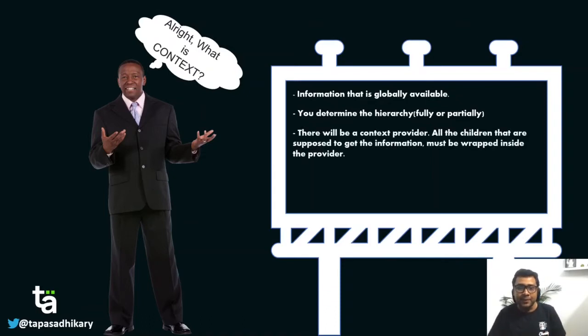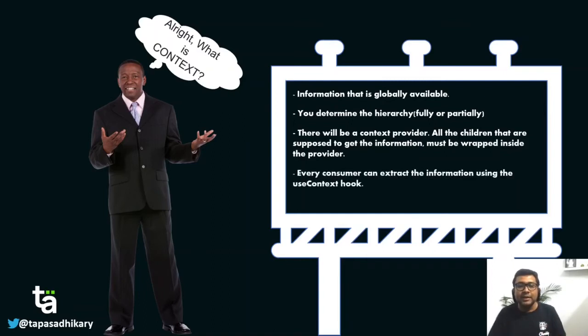Then the next thing, there will be a context provider. It means somebody will provide this information to all the underlying children, and the children that are supposed to get the information will be wrapped within the provider. Okay, so there will be a provider. The provider will provide this information, which is context information, to all the children wrapped by the provider. We'll see that in the code.